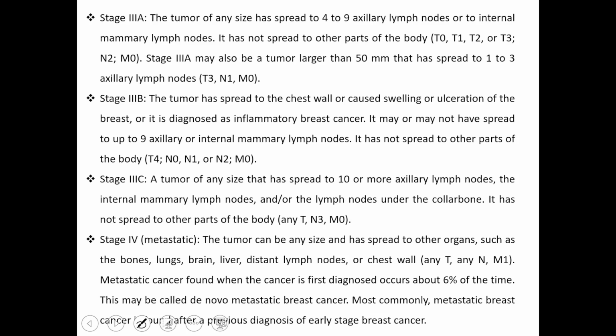Stage 3A: a tumor of any size that has spread to 4 to 9 axillary lymph nodes, or internal mammary lymph nodes. It has not spread to other parts of the body, like the lungs or anywhere else. T0, T2, T3 is the tumor size, and what is M0, M1? T0 means there is no evidence of a primary tumor in the breast.